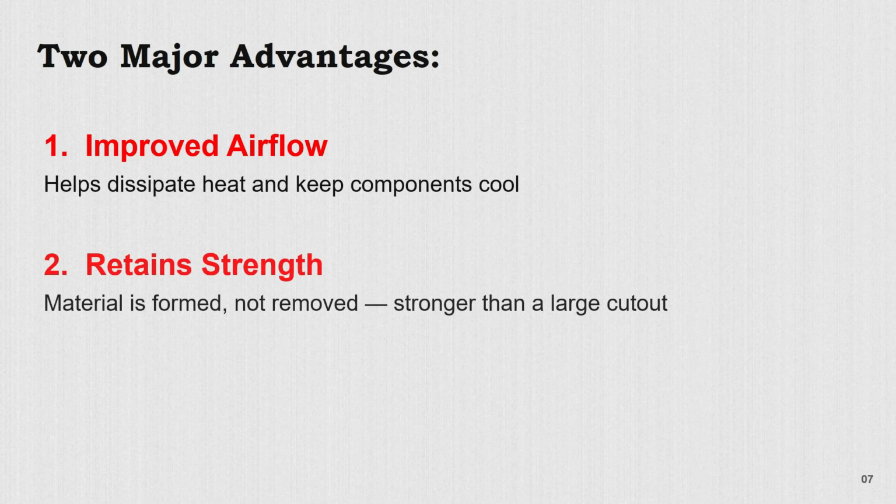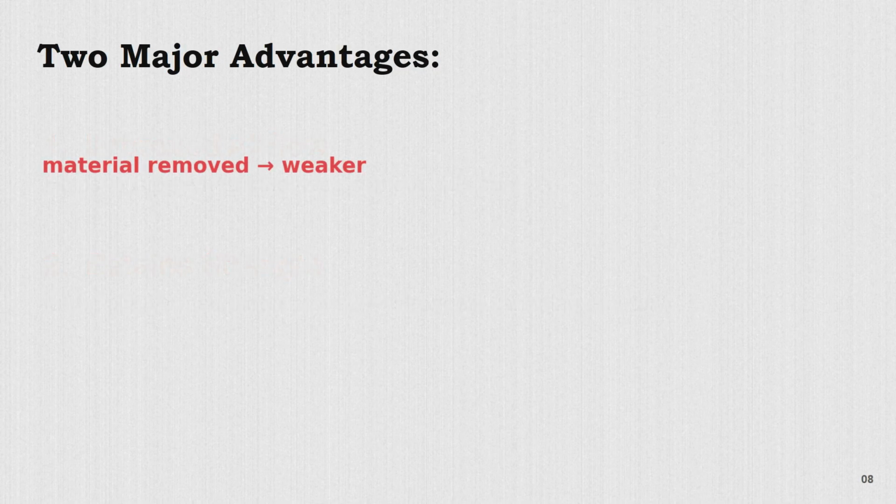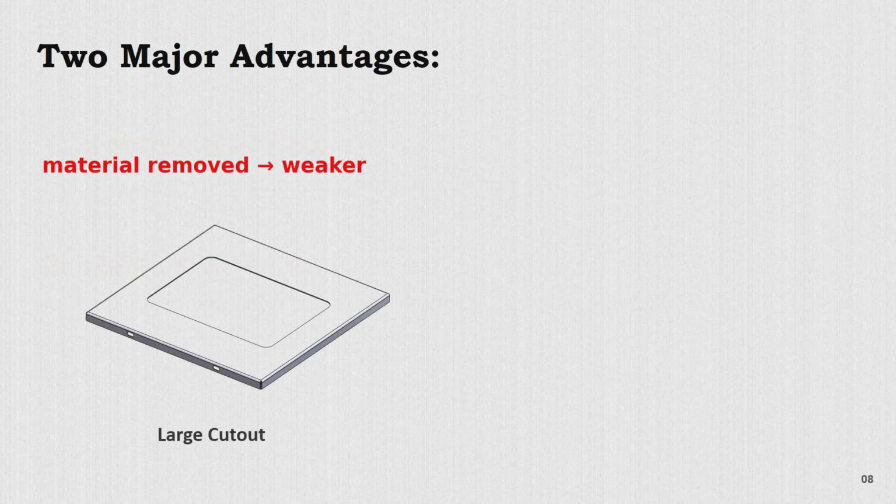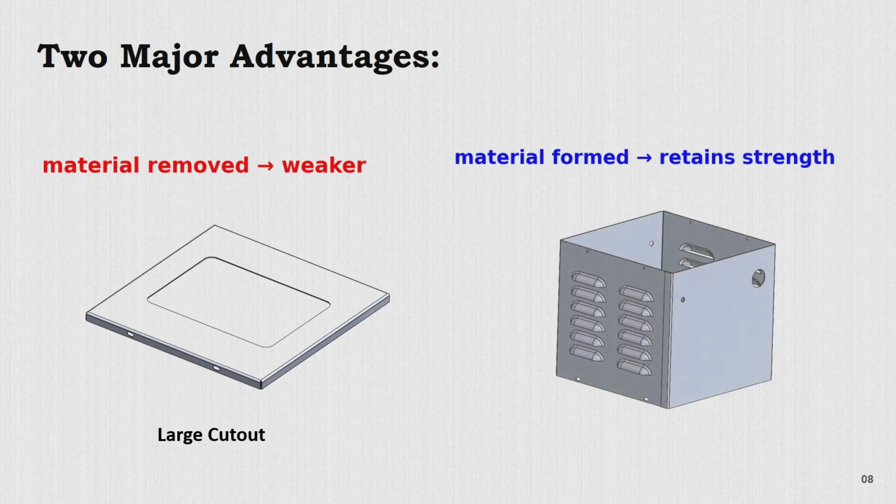Louvers offer two major advantages. They improve airflow, helping to dissipate heat and keep components cool. And since the material is formed rather than completely removed, the sheet retains more strength as compared to a large cutout. That's why louvers are a common feature in products that require both ventilation and structural rigidity.